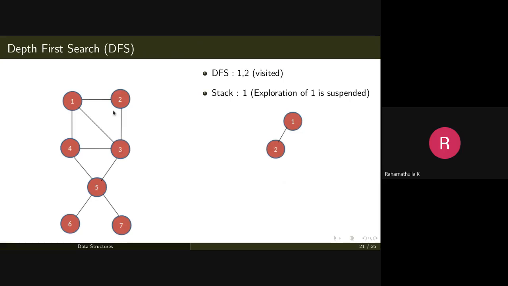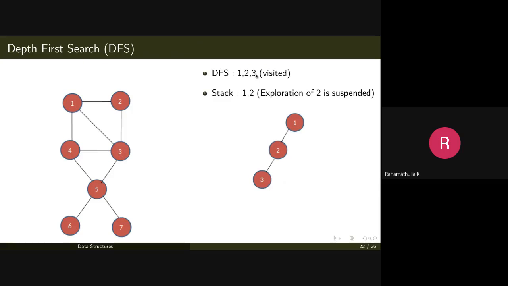So we'll check 2 to 1. This is already visited, 1 is already visited, so we'll discard it. 2 to 3, there is an edge, so we need to consider 3. Here 3 is also visited and 2 is entered onto the stack. Execution of 2 is suspended until the exploration of 3, and that's how we continue our procedure. Now we consider 3.